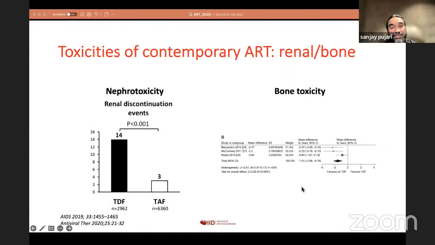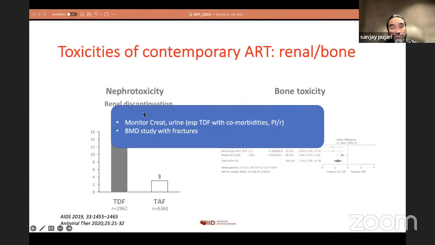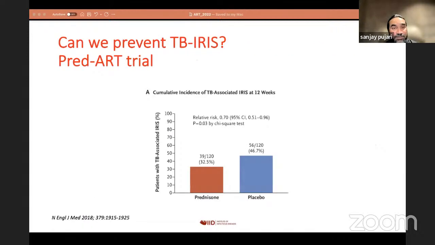With the TDF, you have nephrotoxicity happening higher, though with TAF it is a little less, and so is true with bone mineral density, which can decline with the TDF. So for renal toxicity, we monitor creatinine and urine, especially if you are using TDF with comorbidities or with a boosted PI. And with BMD studies, we usually restrict it to our patients who report to us with fractures. And if they are osteoporotic, we treat them with bisphosphonates.